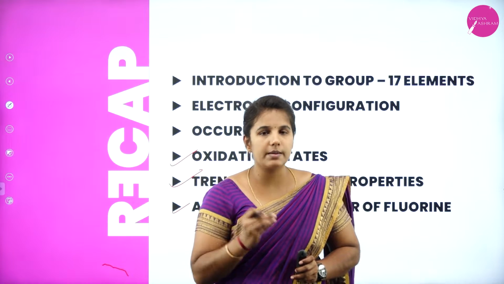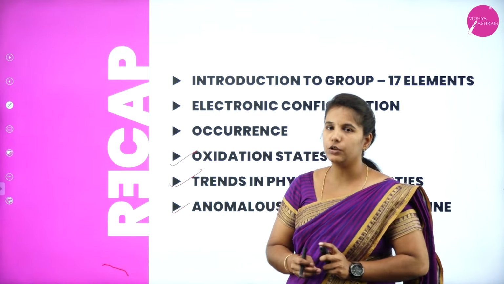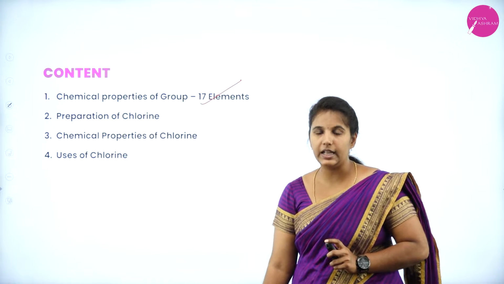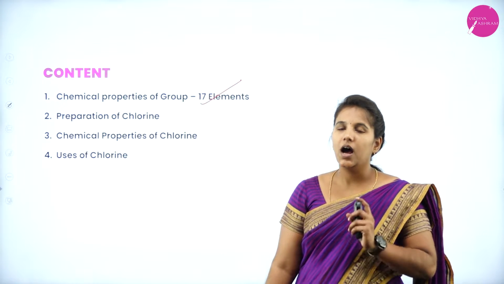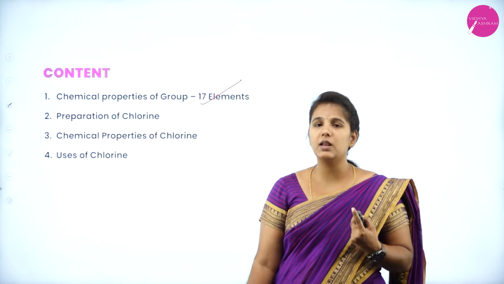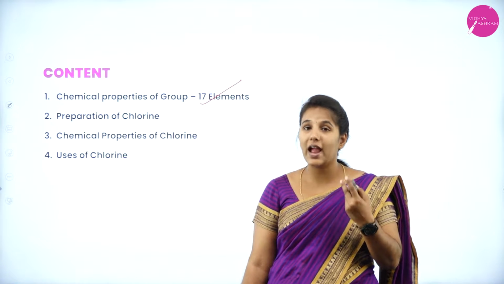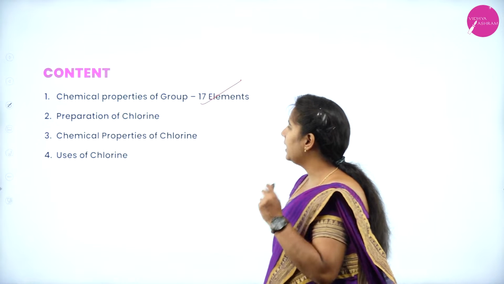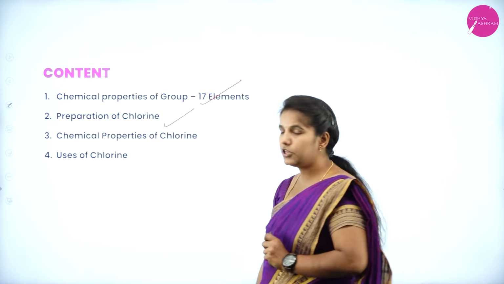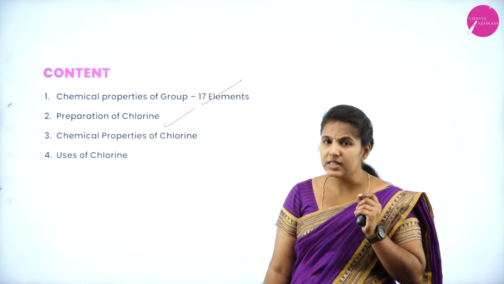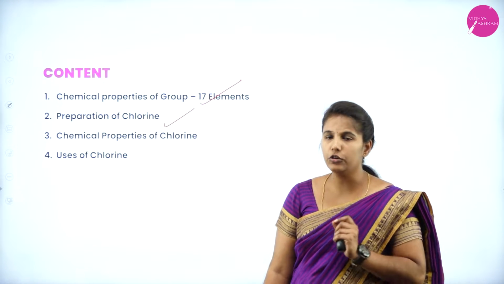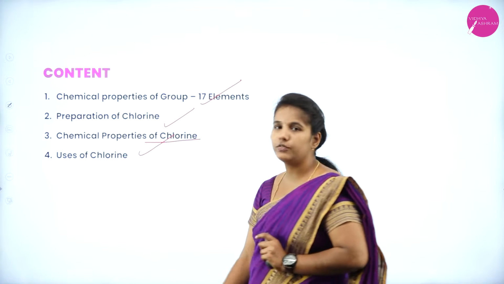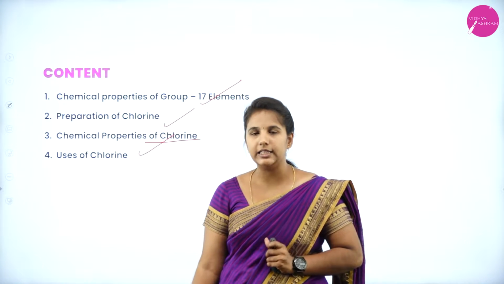Today, let us step up with the next topic of this unit by understanding the chemical properties of group 17 elements. In this, we will see how the group 17 elements react with hydrogen or with water, and what the products are. And we are going to understand the preparation of chlorine, which is the second element in group 17, the chemical properties of chlorine, and the uses of chlorine in this session.